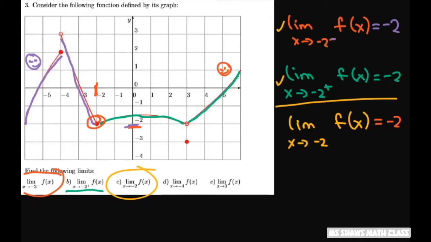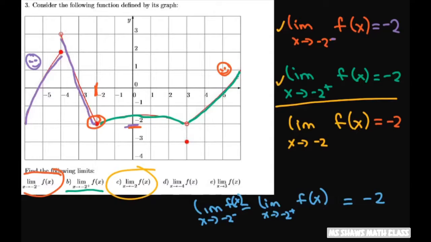You can also say that the limit as x approaches -2 from the left equals the limit as x approaches -2 from the right. And this should be f of x, sorry. F of x. And they both equal -2. So that means the limit exists.